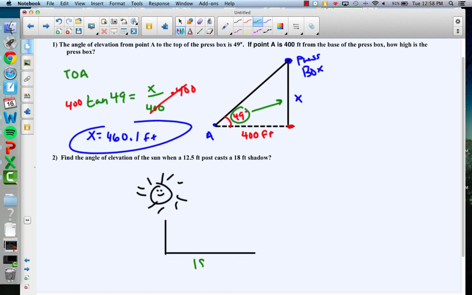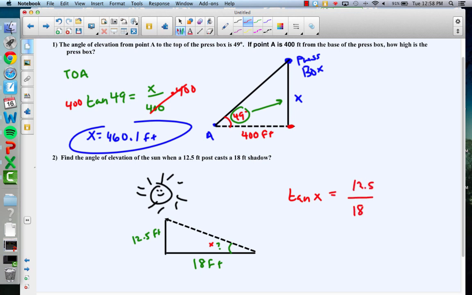So here's our 18-foot shadow, and then here is our 12.5-foot post, and they want to know what the angle of elevation is. So that would look like from where the shadow hits up to the sun. So that's going to be right here. We don't know the angle of elevation. So now we have opposite over adjacent. That's another tangent function. So tangent of our x value, we don't know that. Okay, I'll call that x equals opposite over adjacent.